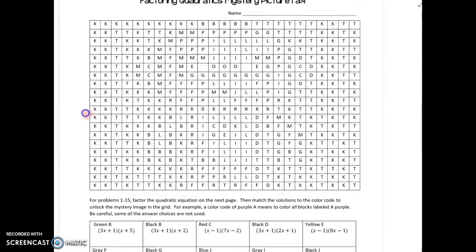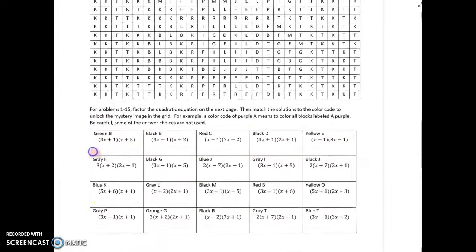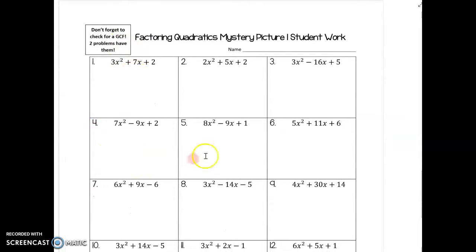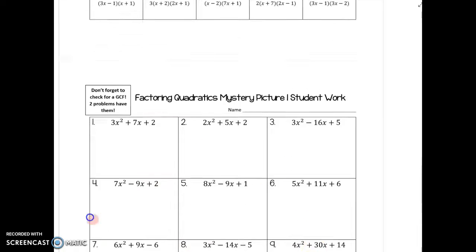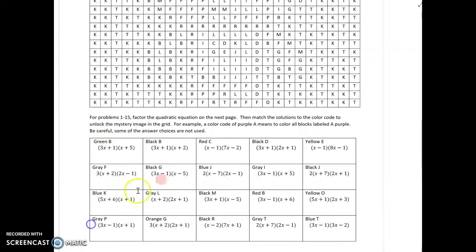This other one here, the first page looks like a mystery picture. So you're going to color some of these certain colors based on this kind of rubric down here. But how you do it is on the back page of this handout, you have a couple of factoring expressions that you need to do, and whichever one is the answer, those are the ones you're going to use. So if one of these answers is 3x plus 1, x plus 5, then you have to color every b the color green. And you're going to reveal a nice picture.